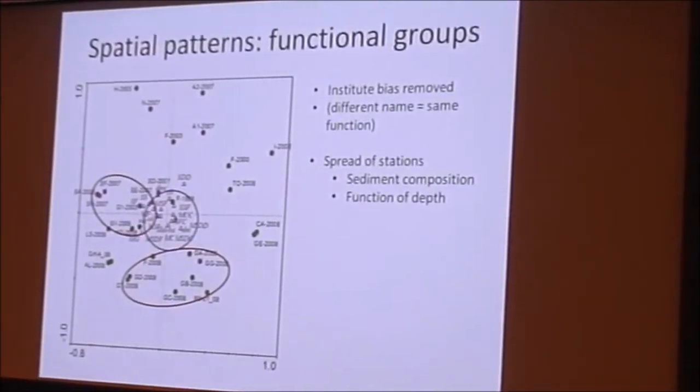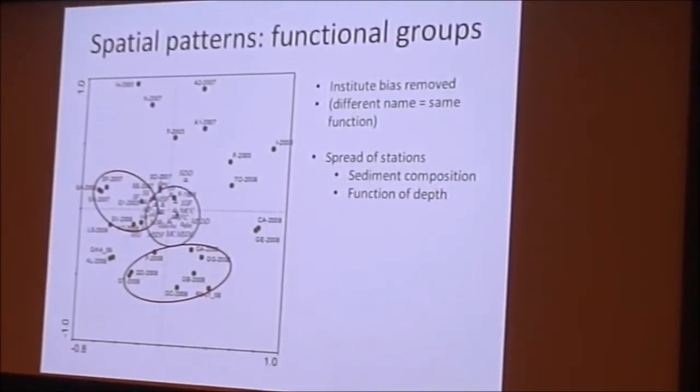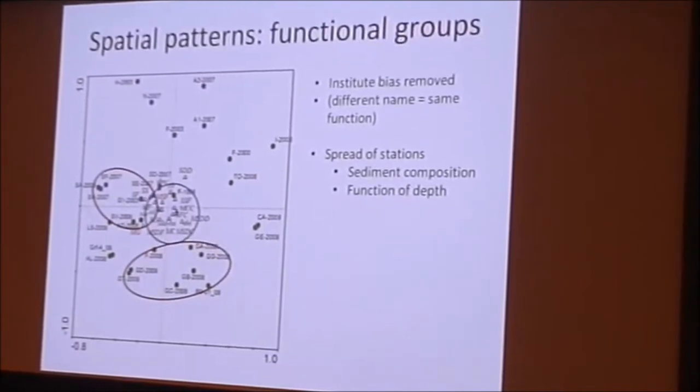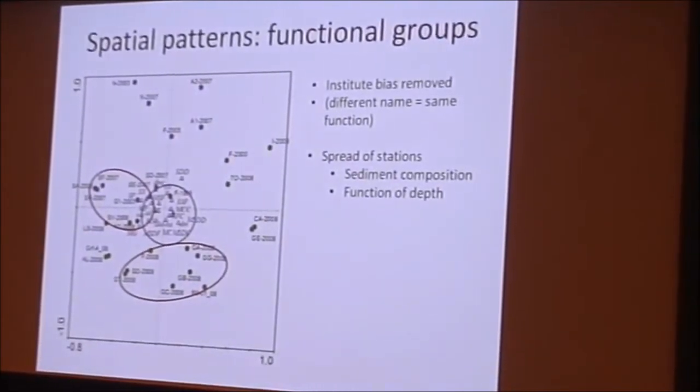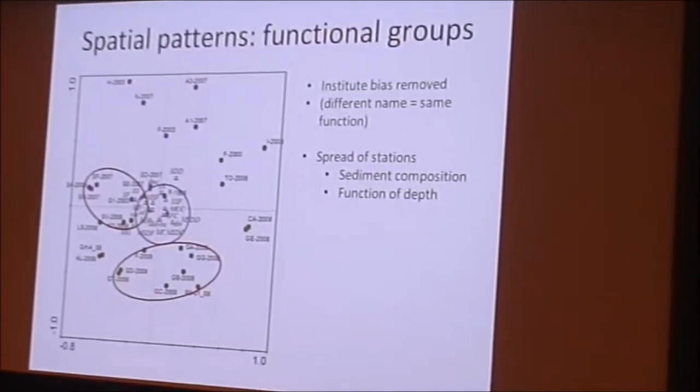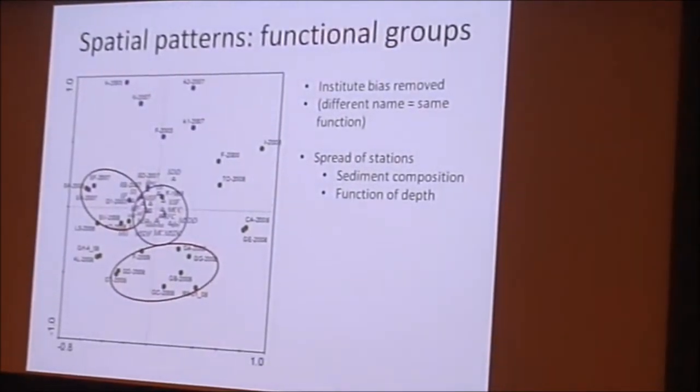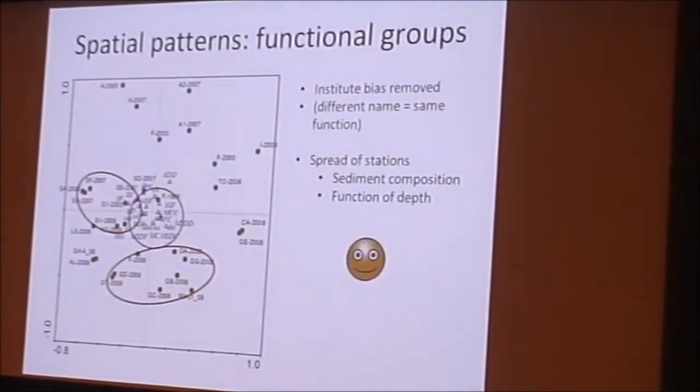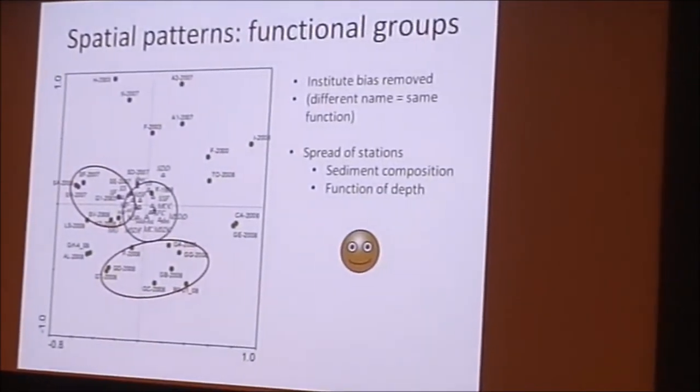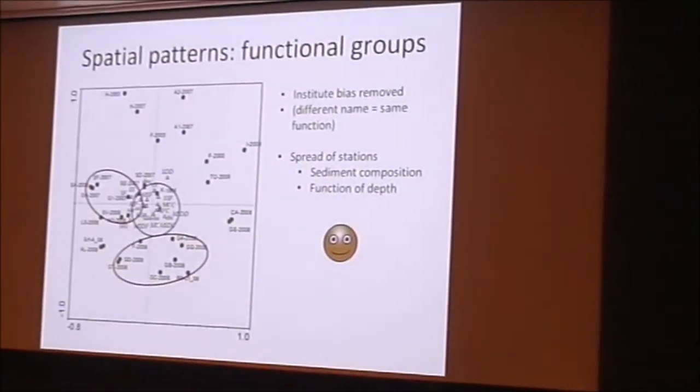So we've removed the institute bias, because even if things are called different names, they've still got the same function. And we've got a better spread of stations according to sediment composition, and also depth is reflected in there. So this to me makes a lot more sense, and I'm able to start talking about something meaningful here.